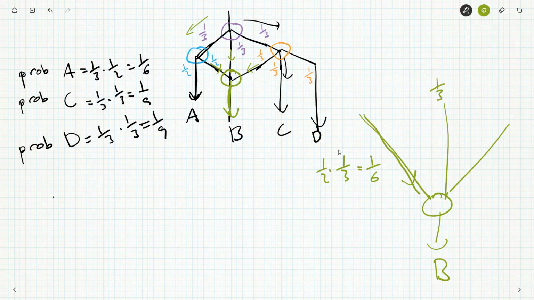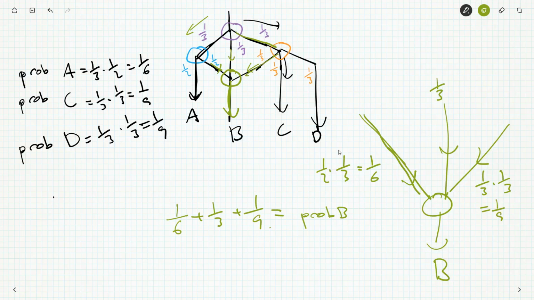There's just 1/3 of a chance that we go down the center pipe to start off with. And then coming down from this path, we've got 1/3 times 1/3. Now the probability that we get to this node, well, it's this pipe or this pipe or this pipe. And when you have ORs, you add them up. So we get 1/6 plus 1/3 plus 1/3 times 1/3, which is 1/9. And this should give us the probability of B.